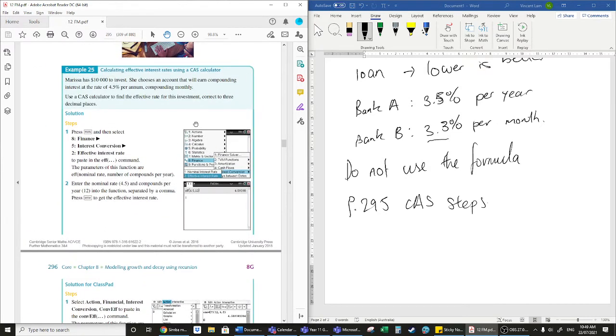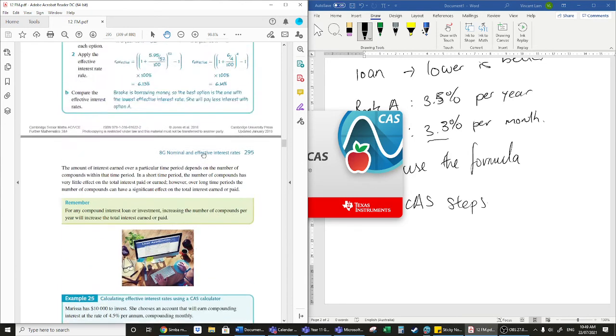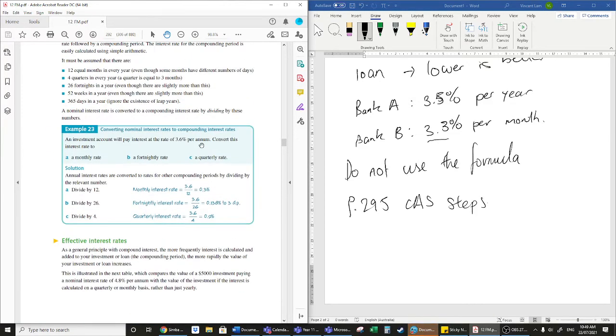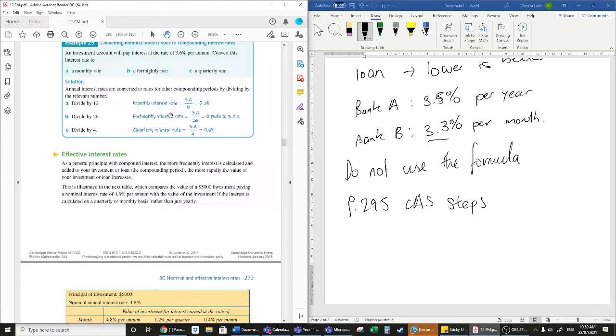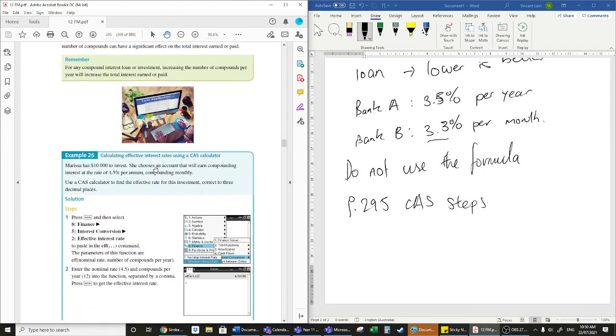Okay, now remember the CAS steps are for effective interest rates, or converting from nominal to effective interest rates. If you're just trying to convert a nominal interest rate per year to monthly, you just need to take the interest rate and divide by 12, or 26 for fortnightly, or 4. So there's a difference between converting nominal interest rates to compounding interest rates versus converting nominal interest rates to effective interest rates.